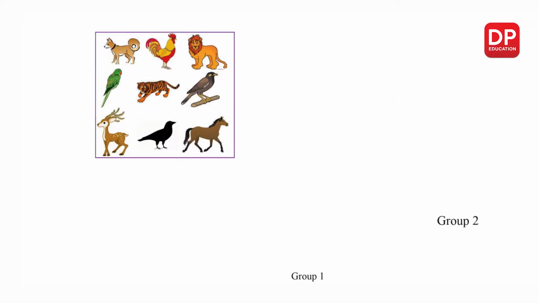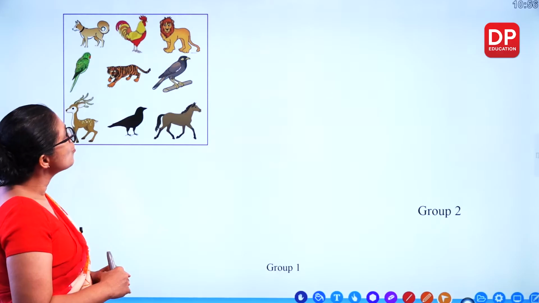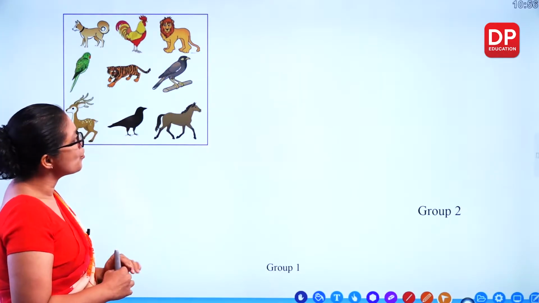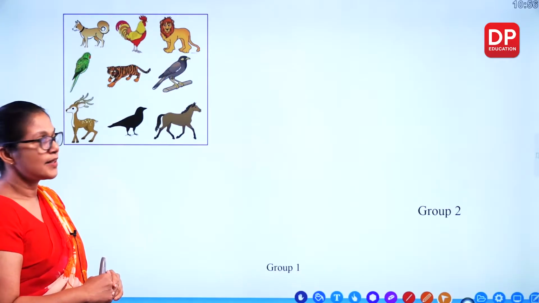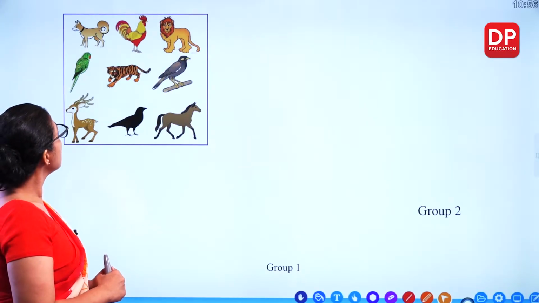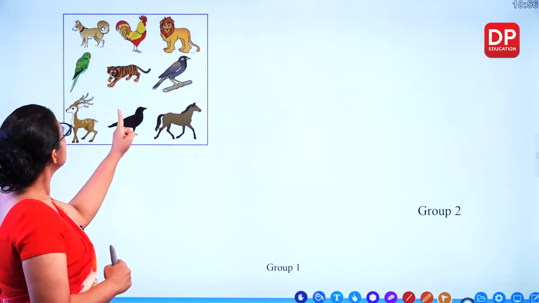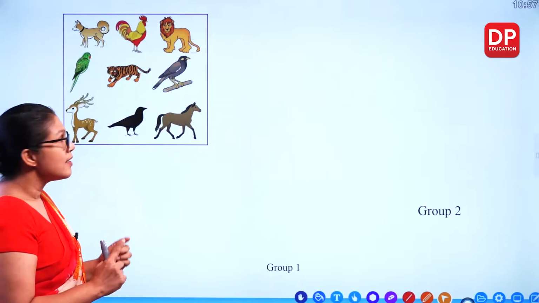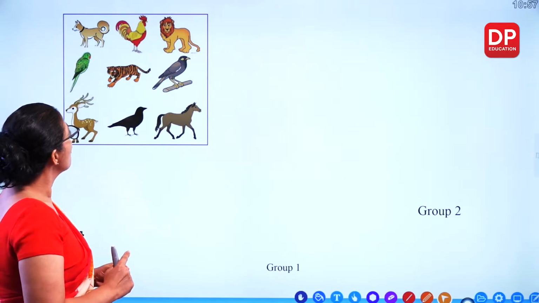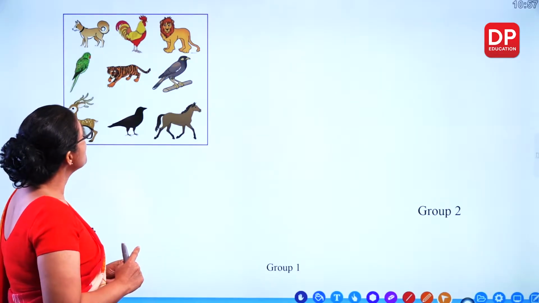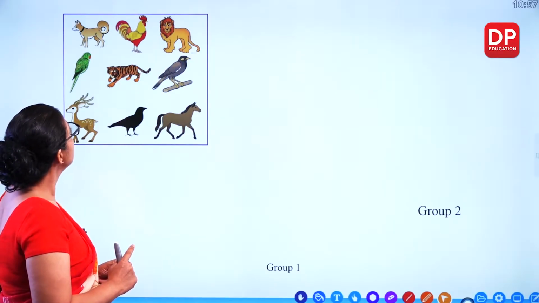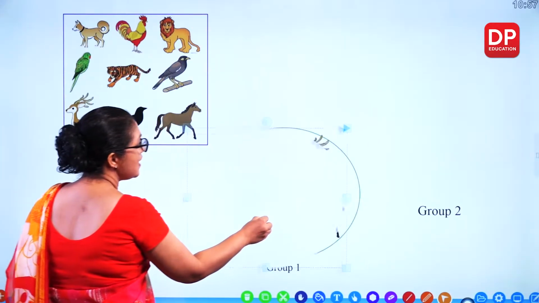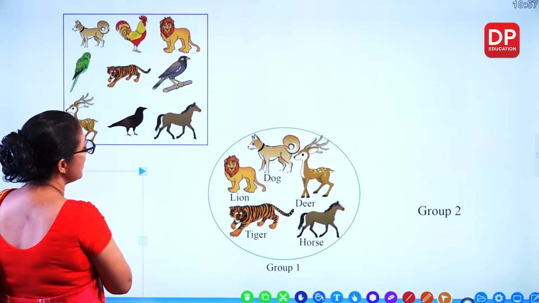Look at this one. This is a picture in your textbook. So we want to divide these into two groups. What do you think? So we can see four-legged animals and birds. So we can group them into two. So what are the two groups? Birds and four-legged animals.